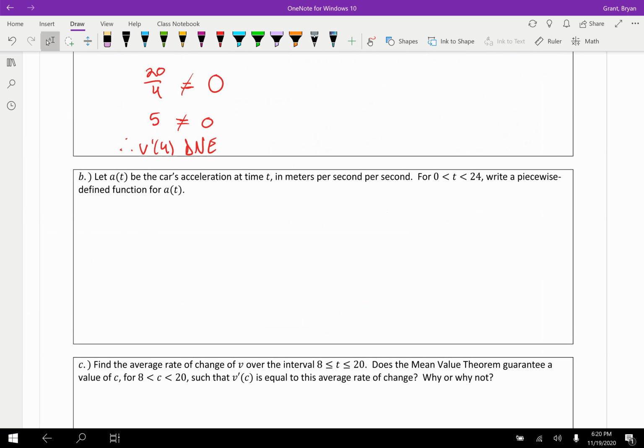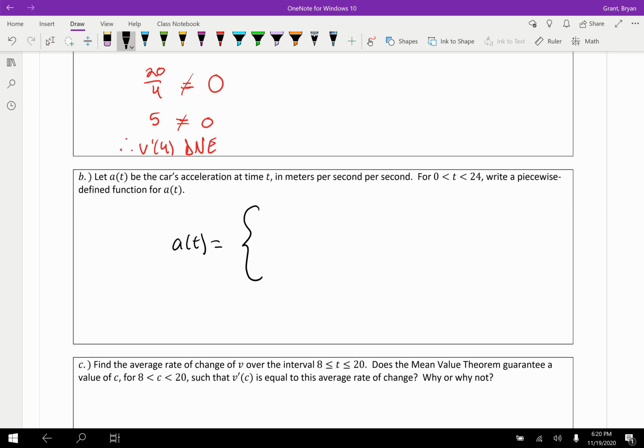All right, second problem. Let a of t be the car's acceleration in meters per second. For 0 to 24, write a piecewise defined function for a of t. Well, piecewise function, hopefully we've seen before, looks something like this. But the question becomes, how many pieces, and then what are the pieces?